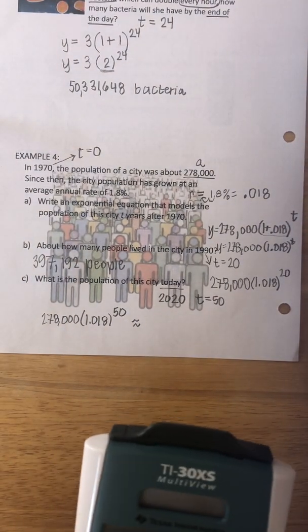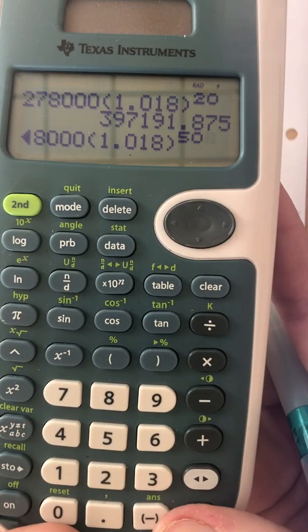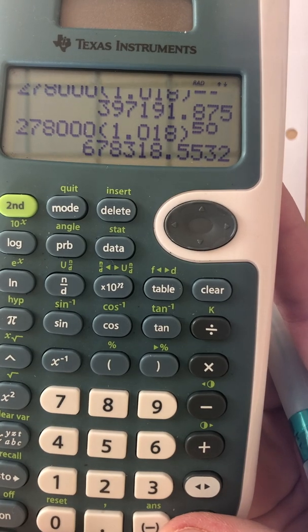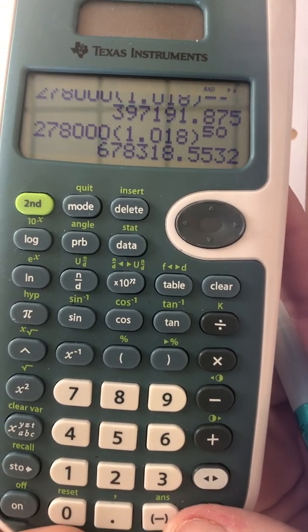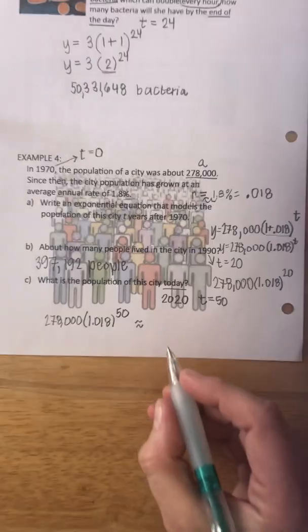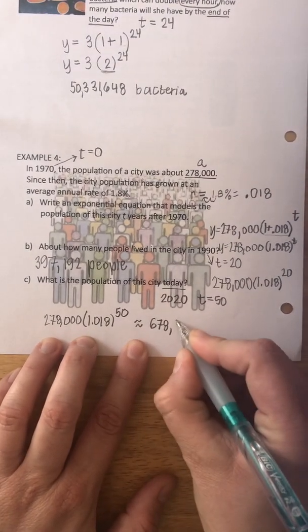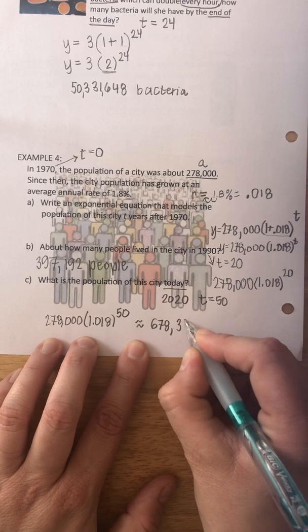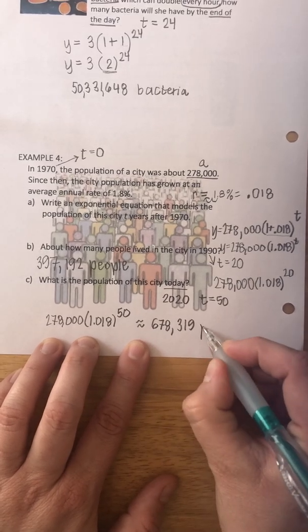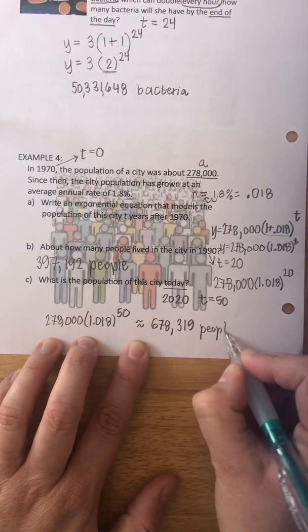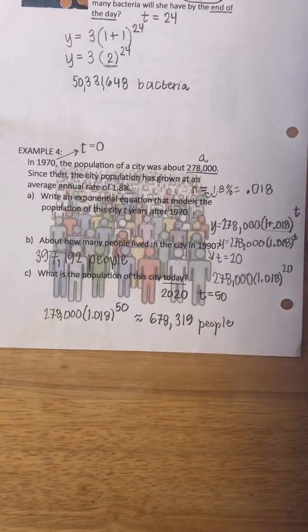278,000 times 1.018 raised to the 50th power. Again, I get a decimal. I don't want a decimal, I want to round it to the nearest whole person. So I've got 678,319. That's how many people would be in the population of that city.